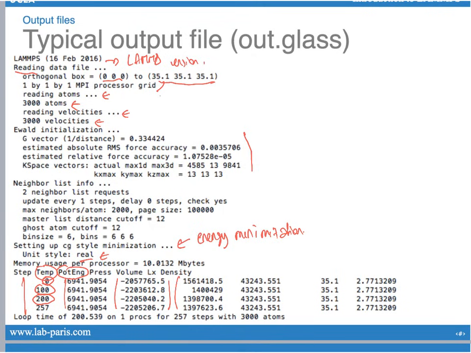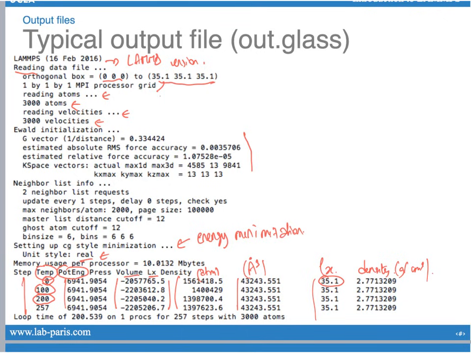Here you have the pressure of the system. Here we have a very high initial pressure because the volume is not adjusted yet. So this is the pressure in atmosphere. Then you have the volume here, which is the next element, volume in cubic angstrom. You have the size Lx of the box. In this case, the size of the box on the x-axis is not changing, so it's 35.1. This is the same box length as we used in the data file. And the last information is the density in gram per cubic centimeter.